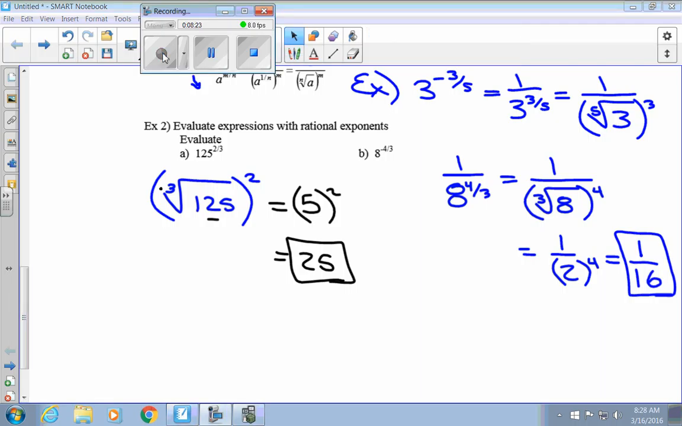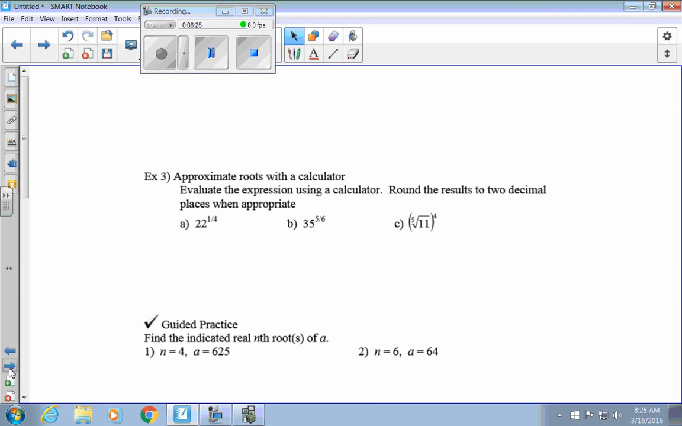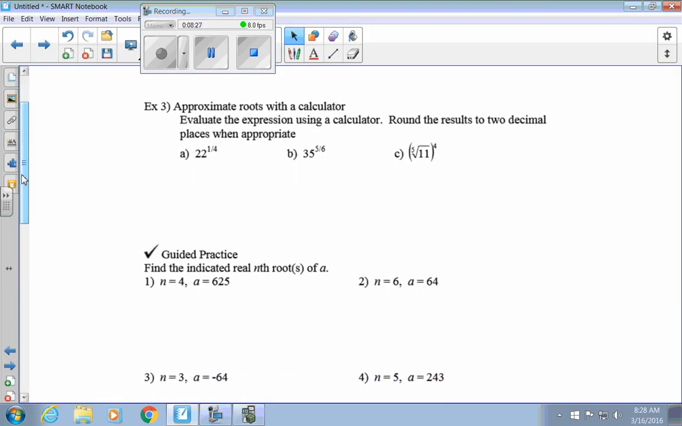The next thing we're going to look at is approximating roots with a calculator. So we're going to evaluate the expression using a calculator. And they say round your results to 2 decimals when appropriate. You can do this in a variety of ways. You can plug them in using rational exponents, just like it is, or you can plug it in using radicals. And I'll show you how to do both. So make sure you have your graphing calculator and pull those up.